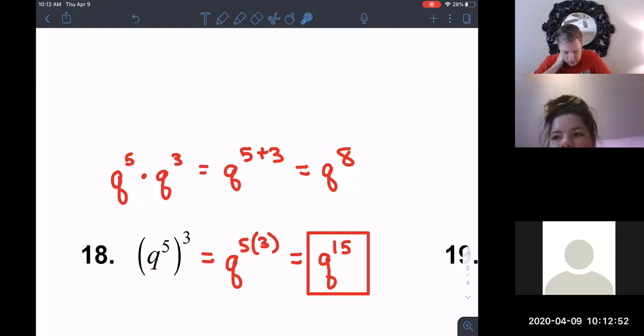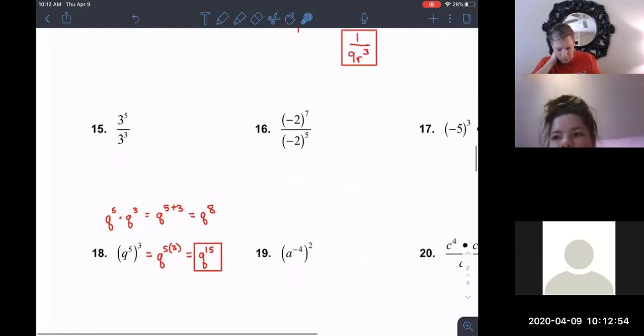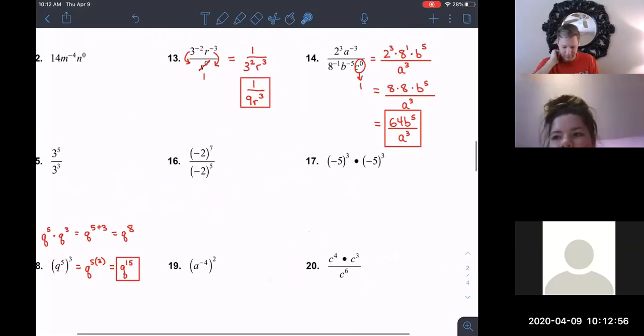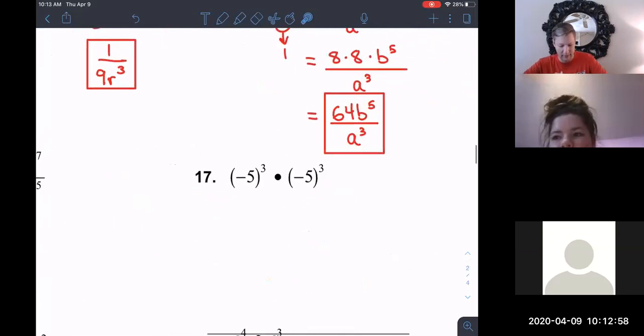So for 17, would we add the 3 and the 3 because it's out of the parentheses? Exactly, yes. We have negative 5 to the 3rd times negative 5 to the 3rd. The bases are exactly the same. Even if it's negative 5 to the 3rd and positive 5 to the 3rd, you can't use the exponent rule, but you can simplify them using your calculator, and then you can multiply those numbers together. Either way you do it, you're going to get the same answer.